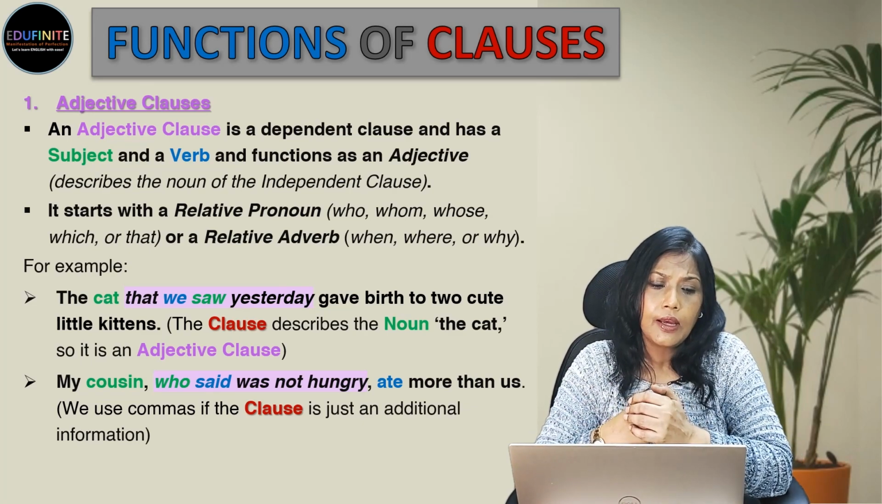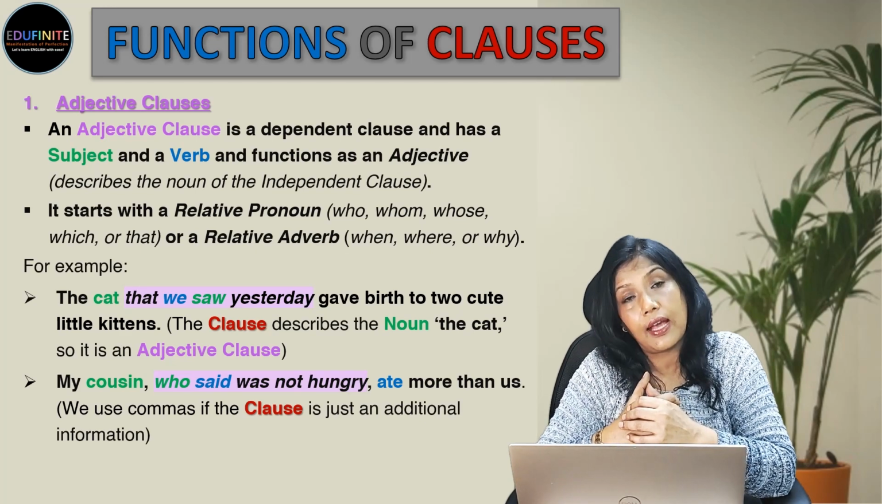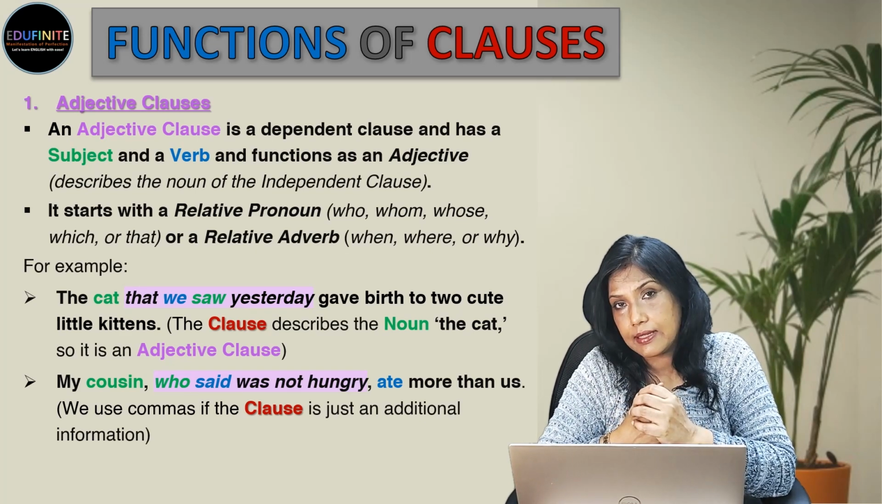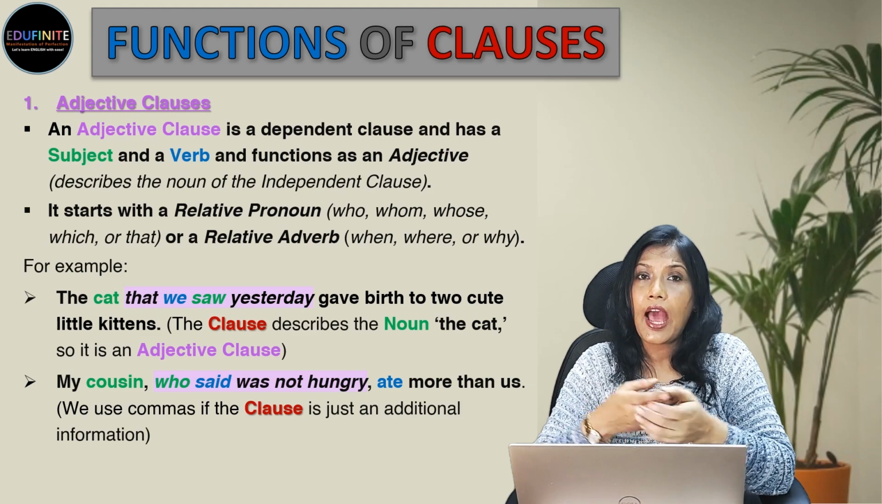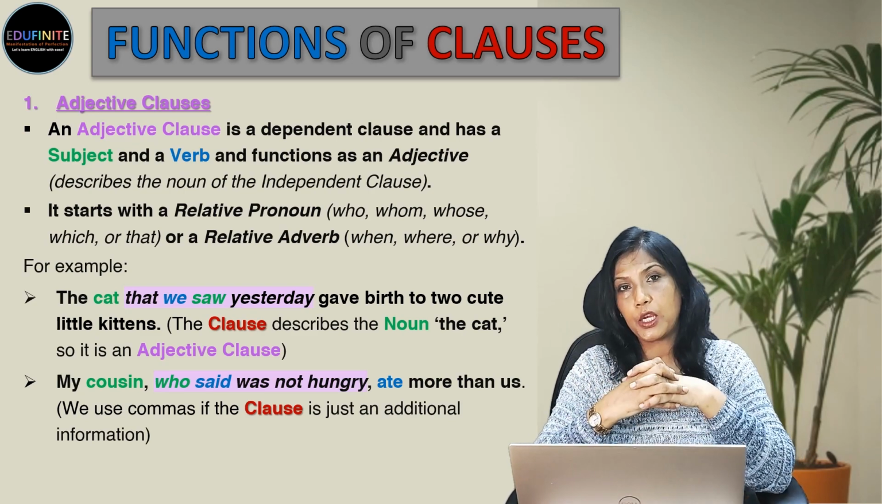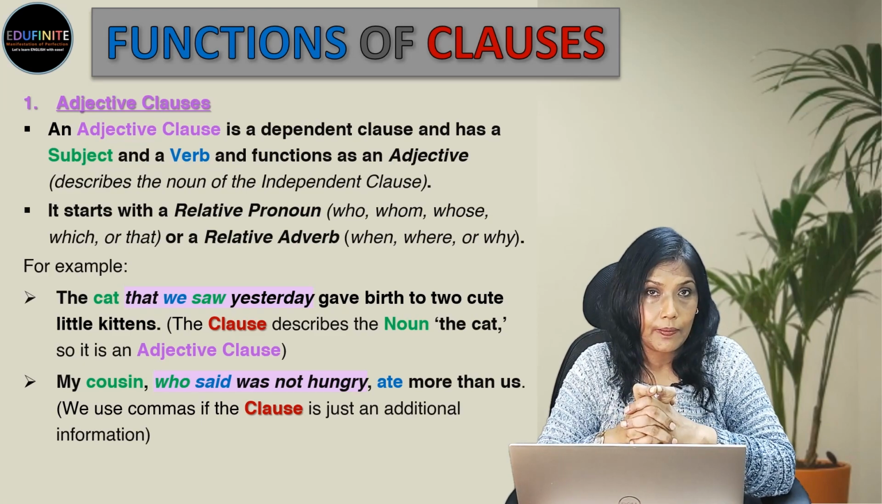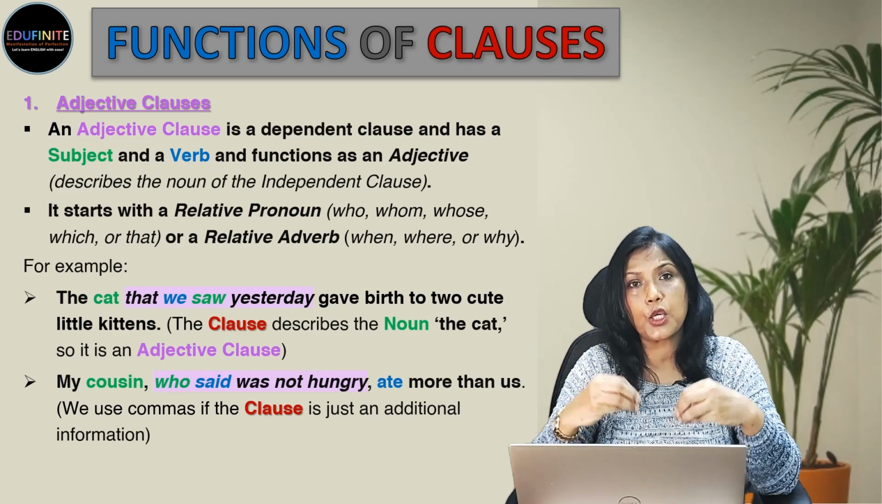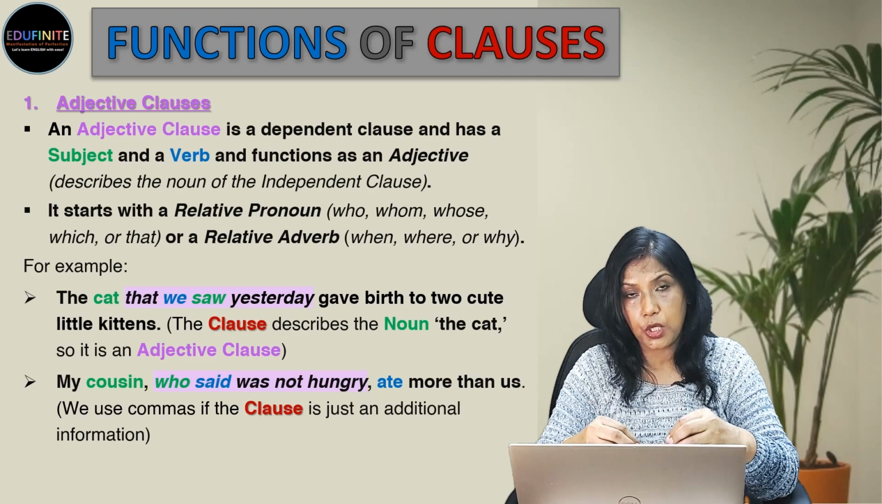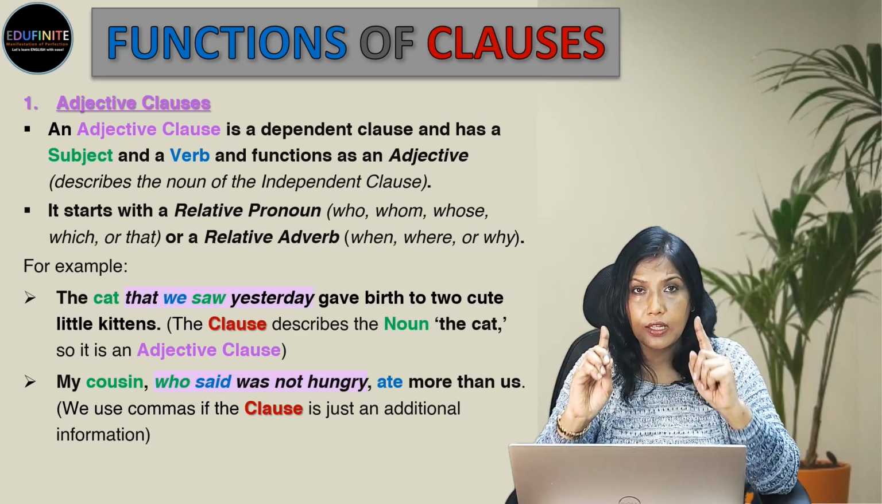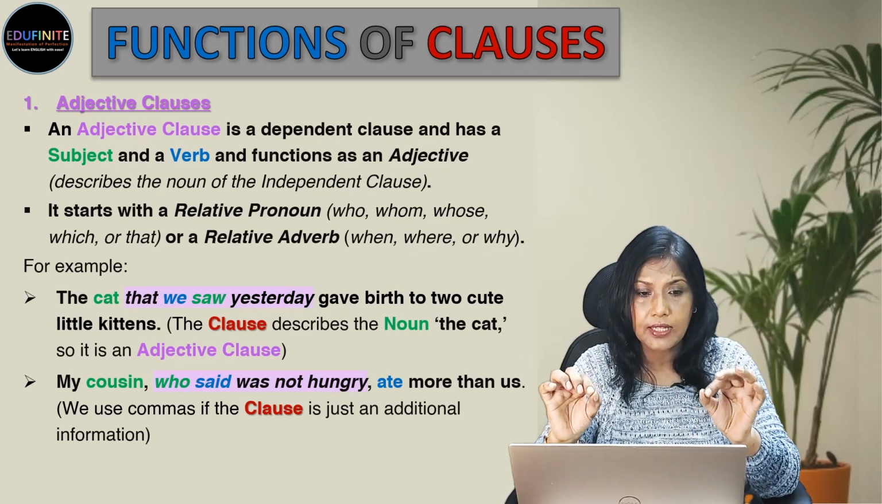For example, you can say my cousin ate more than us. So that makes complete sense. What have I done? I have added some additional information about my cousin, and that is who said he was not hungry. So when you attach some additional information, then you separate that additional information by 2 commas.